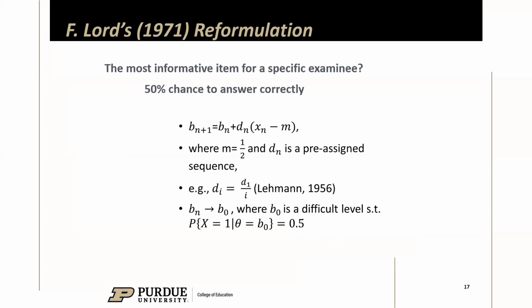And also, of course, the most informative item. What is the most informative item? If a student has a 50% chance to answer correctly, then we should say this is the most informative item. And he also proposed some formulas. Now we don't need to get into the details of this formula, I just show you the connection to the equations. Eventually we'll introduce some easy to follow formulas.